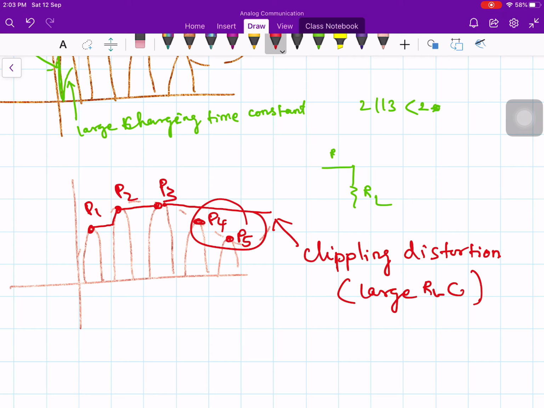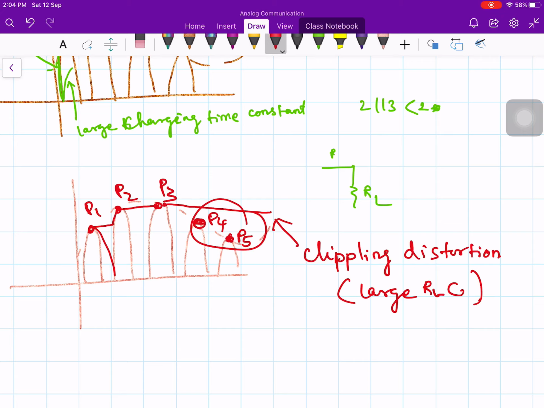In case it is too fast, then what will happen? It will come down like this. It will not follow the peak. Okay, the capacitor will not follow those peaks, so we may lose information. If it is too high, it will not follow the peak. The demodulated waveform will not be the same as your message signal that you used for modulating the carrier.